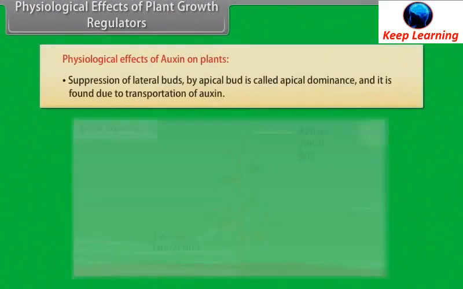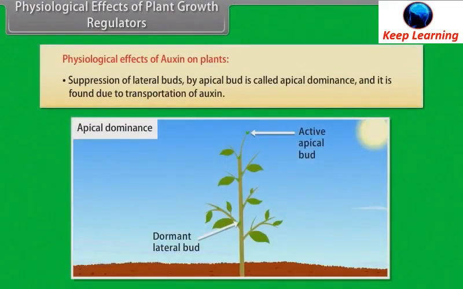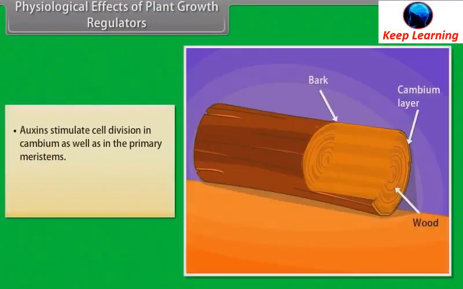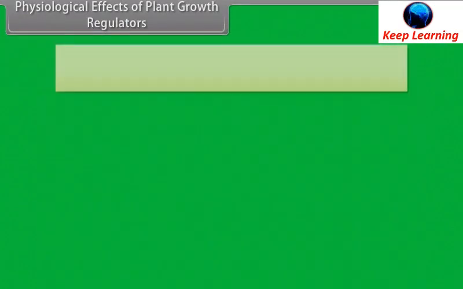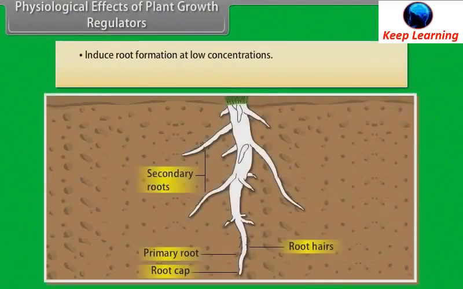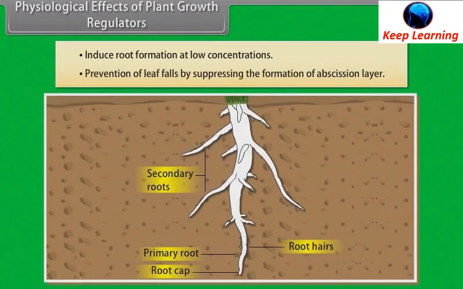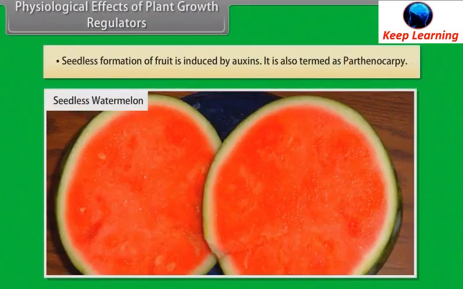Suppression of lateral buds by the apical bud is called apical dominance, and it is due to transportation of auxin. Auxin stimulates cell division in the cambium as well as in the primary meristems. Cell elongation is an important role played by auxins. Auxins have a differential action on shoot tip and root tip. They induce root formation at low concentrations. They prevent leaf fall by suppressing the formation of the abscission layer. Seedless formation of fruit is induced by auxins. It is also termed parthenocarpy.